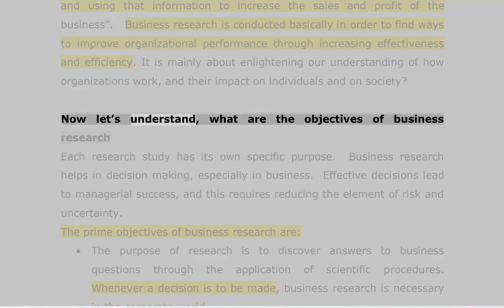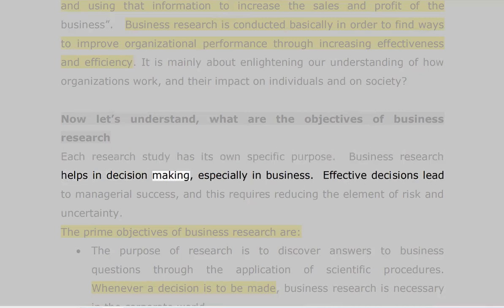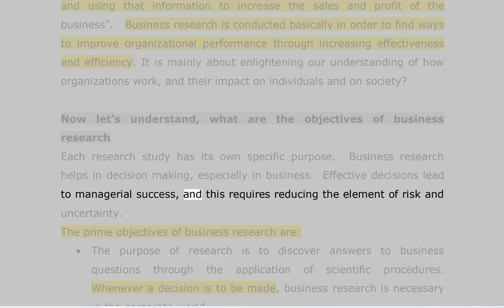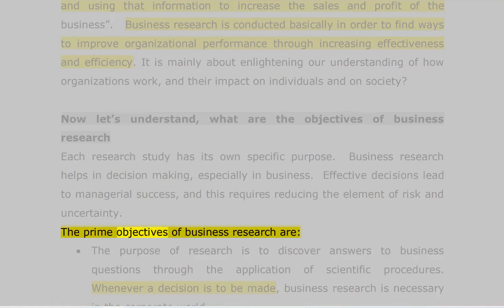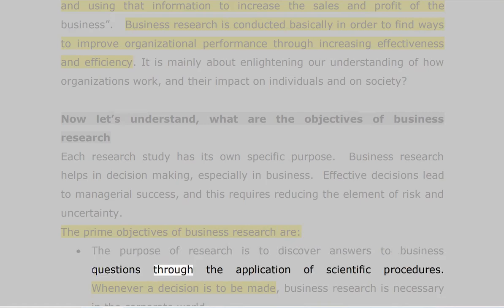Now let's understand what are the objectives of business research. Each research study has its own specific purpose. Business research helps in decision making, especially in business. Effective decisions lead to managerial success, and this requires reducing the element of risk and uncertainty. The prime objectives of business research are: the purpose of research is to discover answers to business questions through the application of scientific procedures.